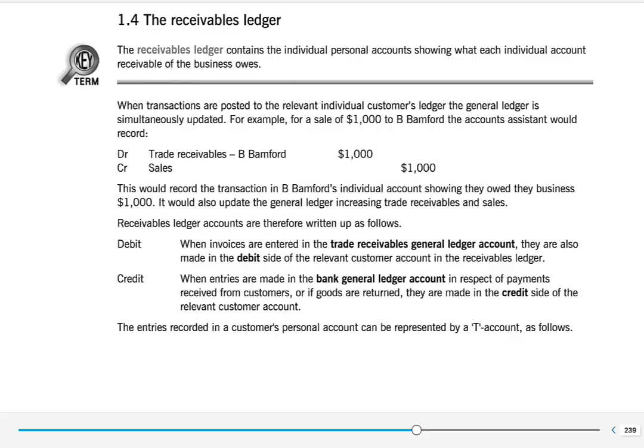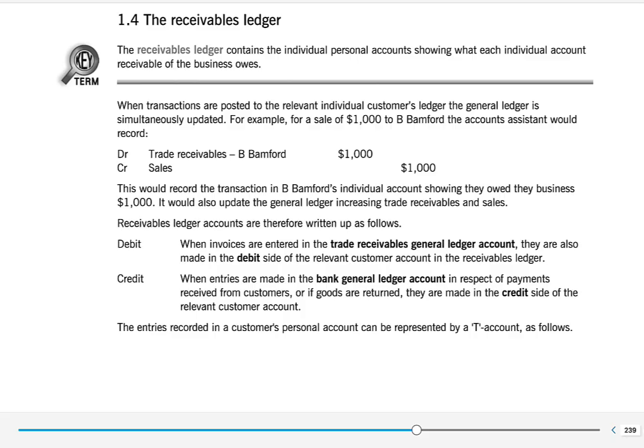A very important example idea from the book. The book gives an example like, for a sale of $1,000 to a customer, the accounts assistant would record debit trade receivables, credit sales. Let us translate that into ledger language. In the general ledger, trade receivables control account increases, sales increases. In the receivables ledger, the individual customer account increases. So a credit sale causes the customer's personal account to show a debit entry because the customer now owes more.